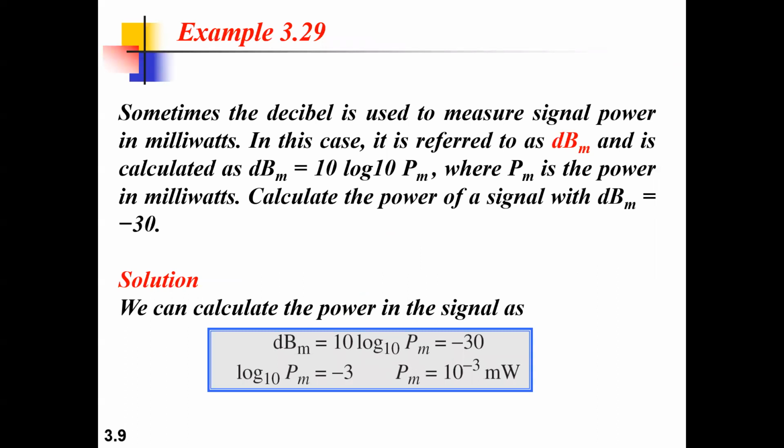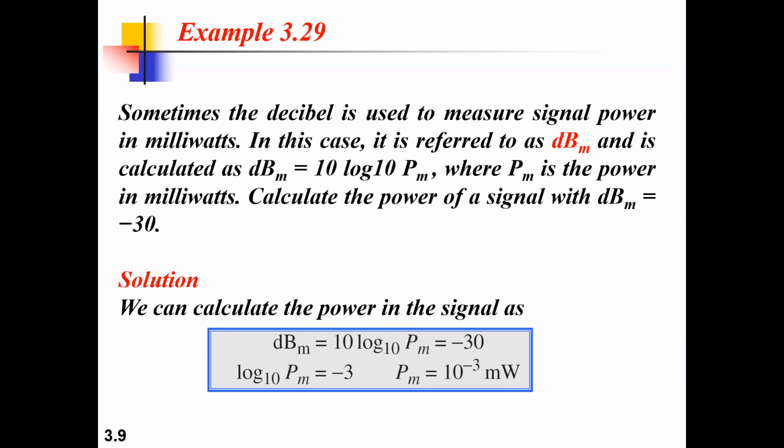Further, it says sometimes the decibel is used to measure signal power in milliwatts, and in this case it is referred to as dBm, in short, with m as a subscript. It is calculated as dBm equals 10 log10 Pm, where Pm is the power in milliwatts. So it says calculate the power of a signal with dBm of negative 30.